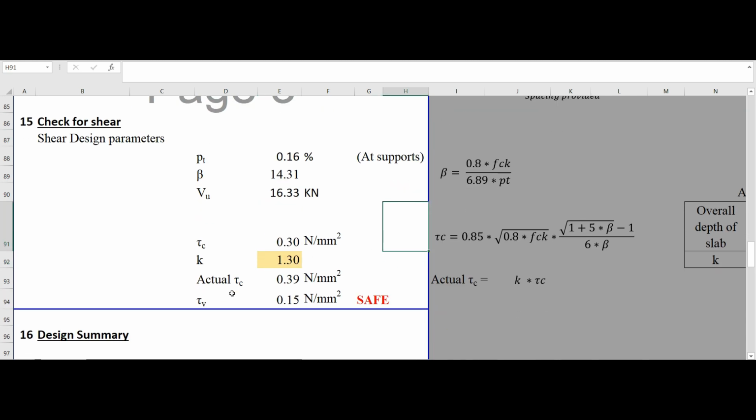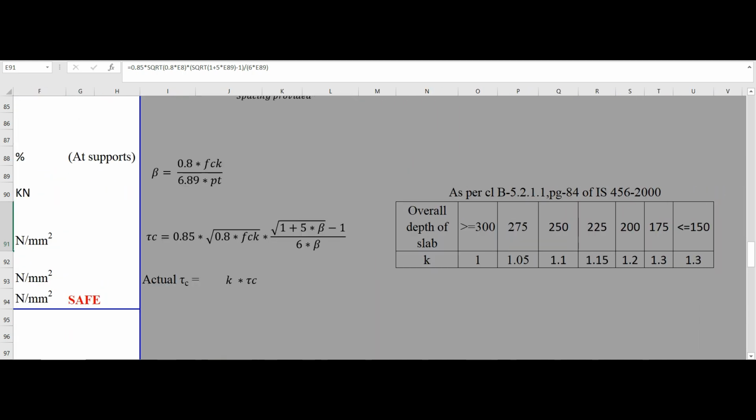Now in the case of slabs, the tau v value, which is the applied shear stress, should not exceed the actual tau c value. Now in order to calculate the actual tau c value, the formula is K into the theoretical tau c value. So we calculated the theoretical tau c value as 0.30 Newton per mm square. Now we need to find the factor K. For that, this table is given in IS 456 on page number 84. So here the overall depth of the slab that we have taken is 140 mm, which is less than or equal to 150 mm. So we will take the K value as 1.3.